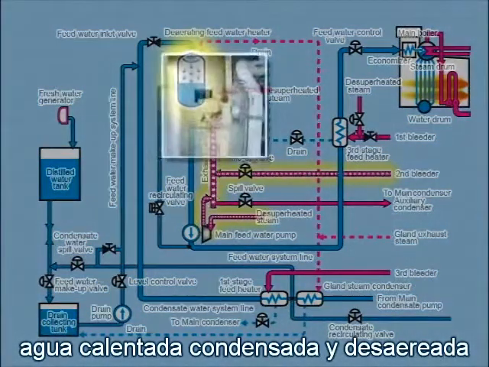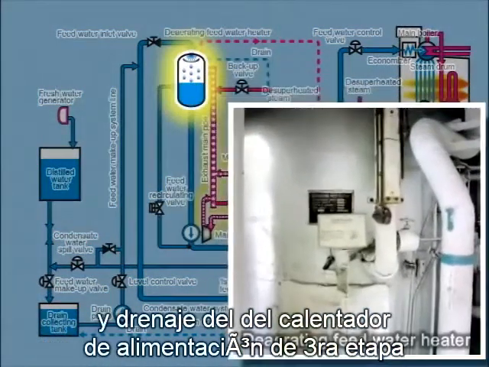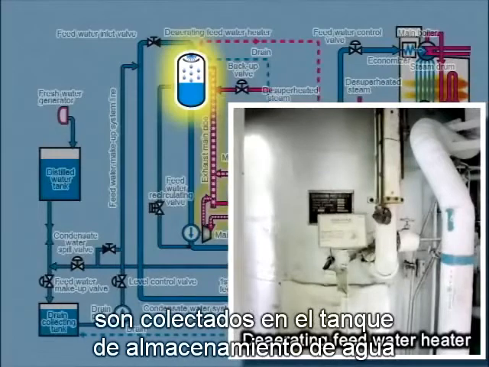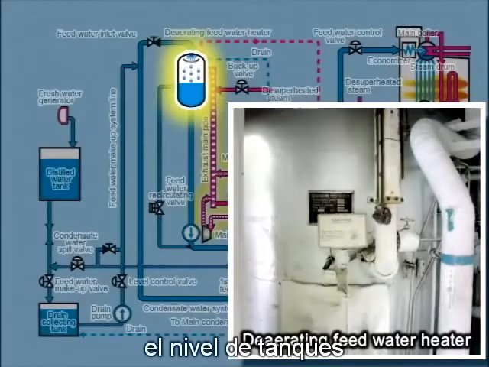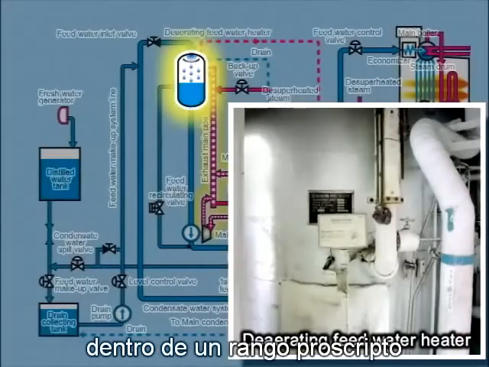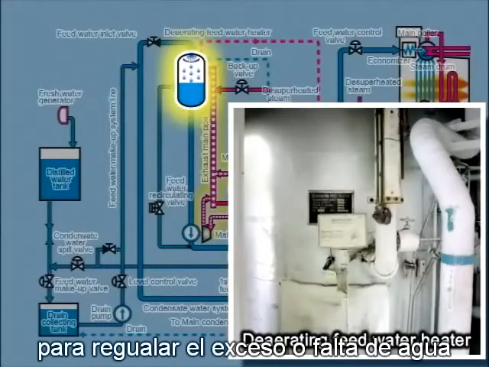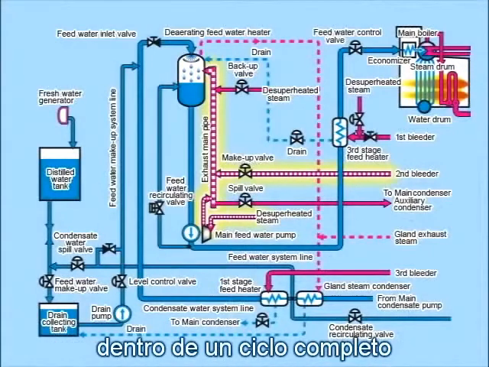Deaerated heated condensate water and drain from the third stage feed heater are collected in the water storage tank of the deaerating feed water heater. The tank's level is automatically controlled within a prescribed range to regulate excess or shortage of water within the entire cycle.